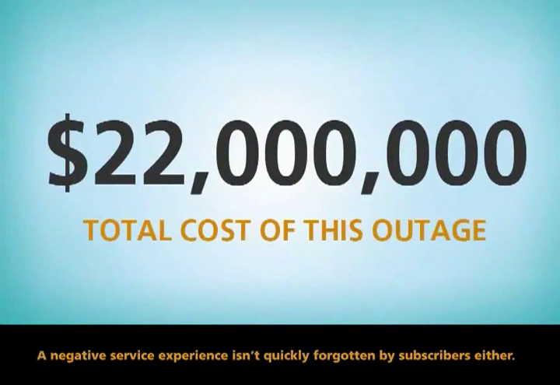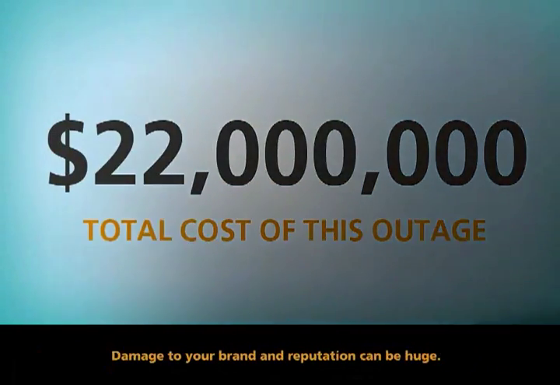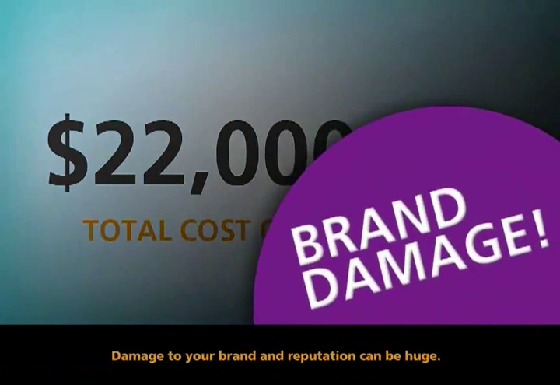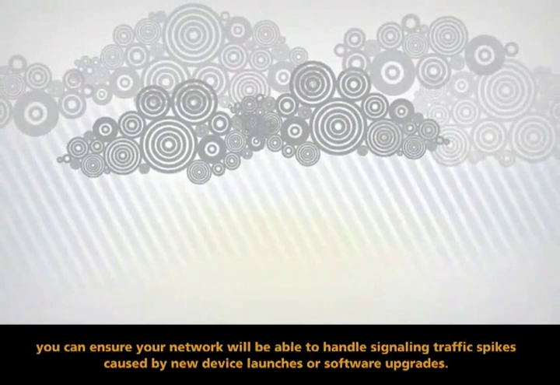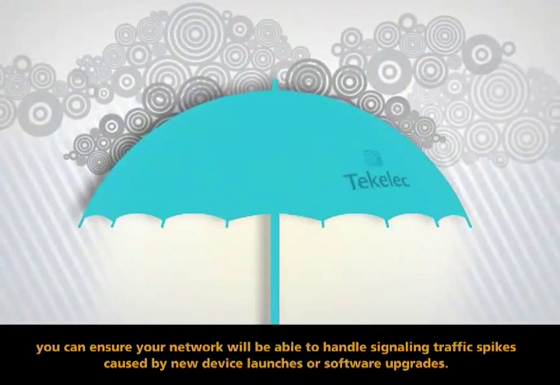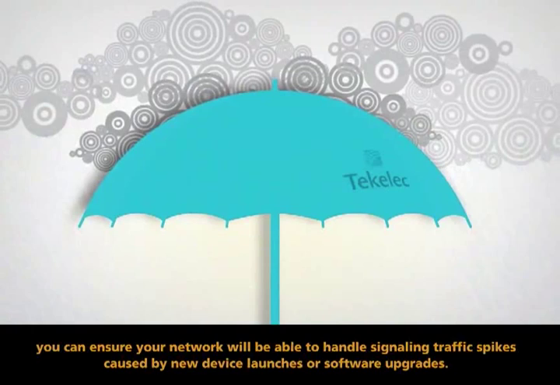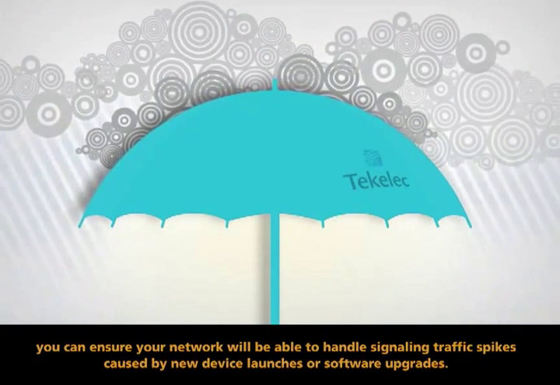A negative service experience isn't quickly forgotten by subscribers either. Damage to your brand and reputation can be huge. By implementing the new diameter network, you can ensure your network will be able to handle signaling traffic spikes caused by new device launches or software upgrades.